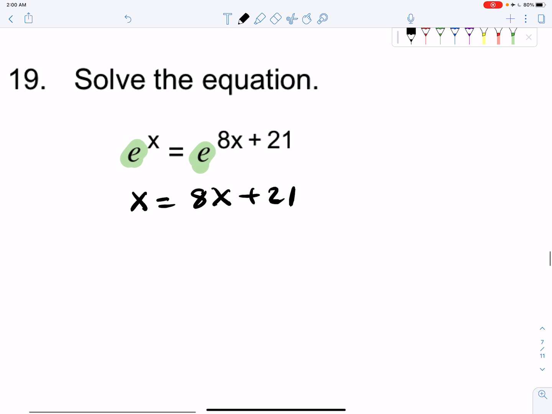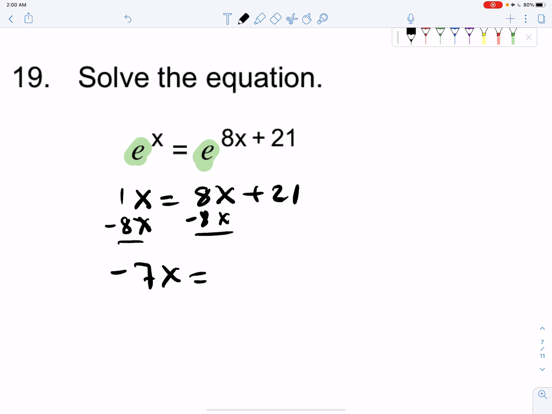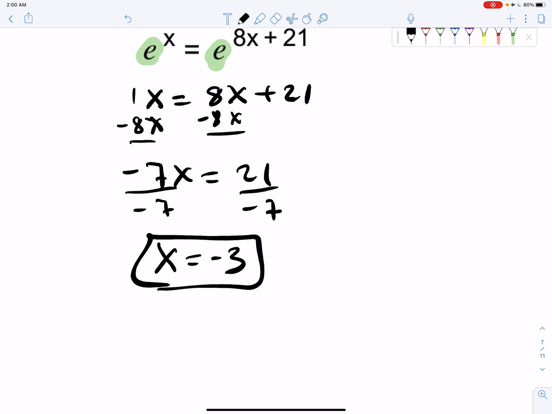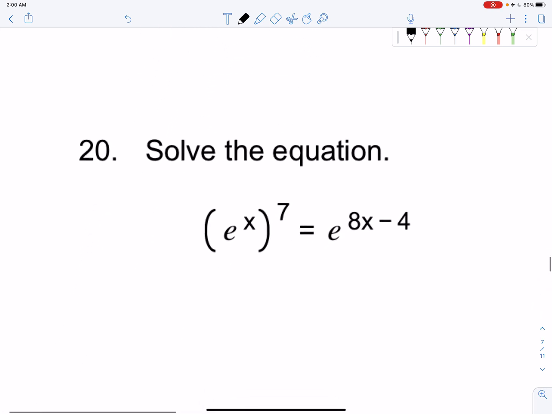So that means I want to get all the x's together, right? Something like that. You can go the other way if you want to. But anyways, 1x and minus 8x is negative 7x equals 21. Divide by negative 7, and x equals negative 3. And there you go. x equals negative 3. I think we have one more on this page.